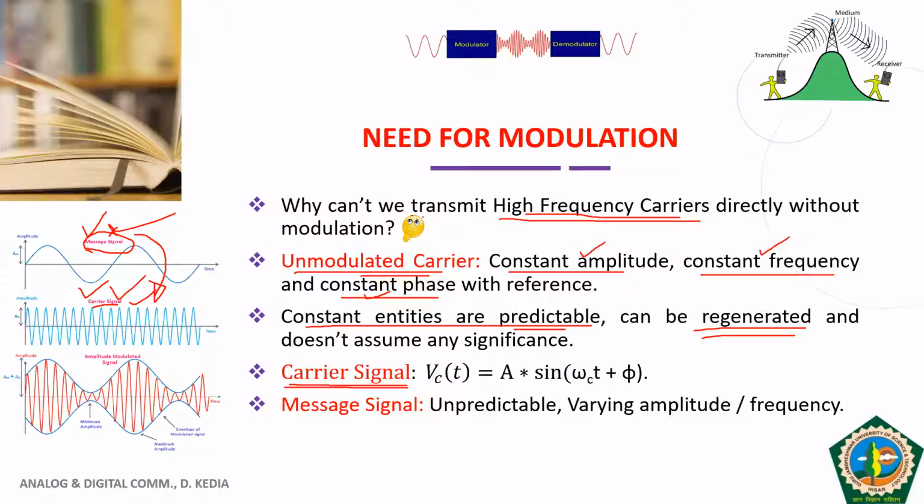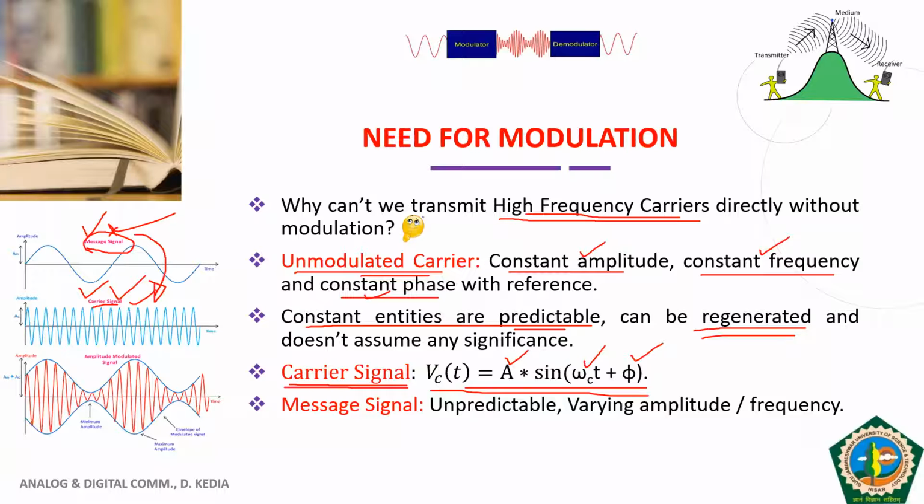And here I have represented the carrier signal with the help of a mathematical equation. I hope all of you have been able to appreciate this. A is the amplitude of this carrier signal, omega c is the frequency, and phi is the phase. This is the simple sinusoidal equation for a carrier signal. Everything is already known to us, and we need communication to transmit those messages which are not known before.